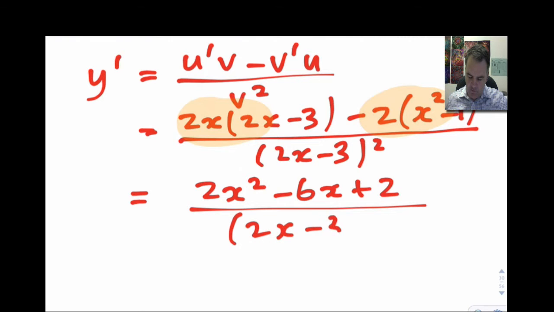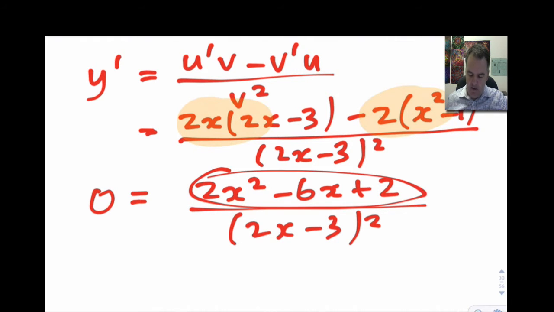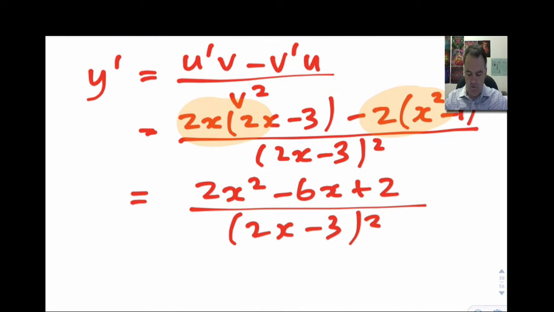All over 2x minus 3 squared. That may help us if you do that. Recall, it may help us if we're trying to solve when is this derivative equal to 0. We know that's when the top line there is equal to 0. So it may help us if we simplify that to get an expression that we know that we can then solve equal to 0. Which I'm not sure if this one here works.